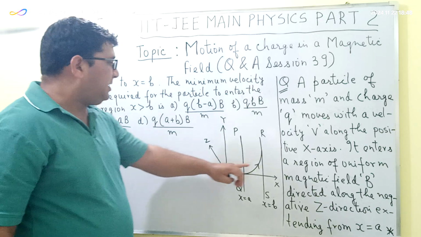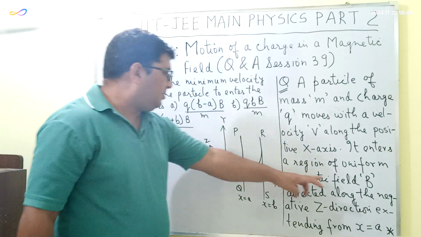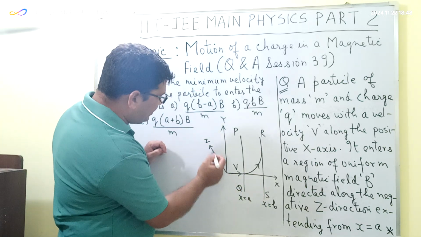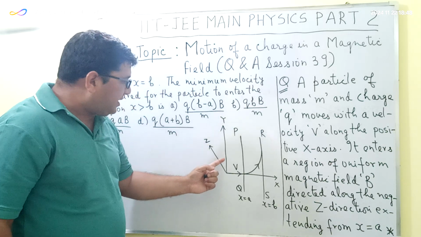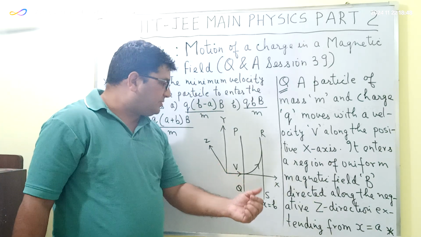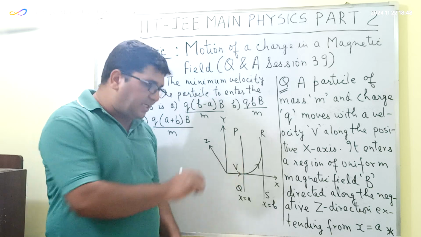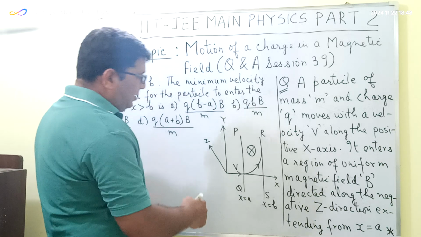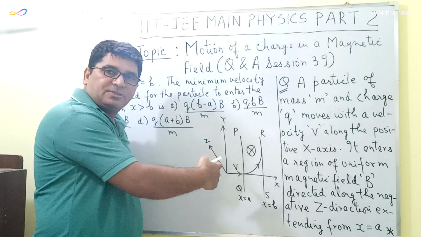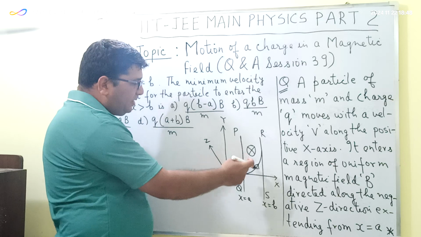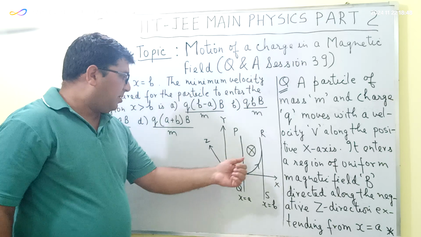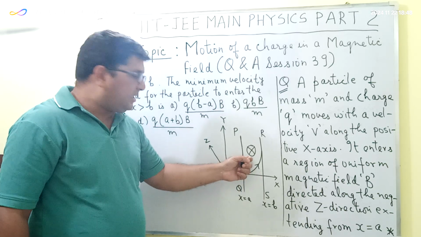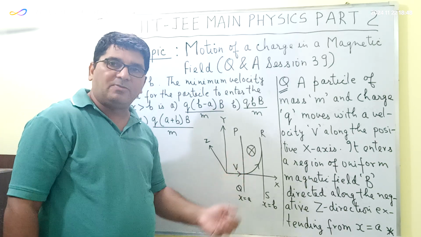So now here the direction of the magnetic field is along the negative z direction. So this is the positive z direction, and the magnetic field is directed along the negative z direction. It means that the magnetic field is directed into the plane of the paper. Since the magnetic field is directed into the plane of the paper, therefore I have denoted the direction of the magnetic field with this symbol. This symbol indicates that the direction of the magnetic field is into the plane of the paper.